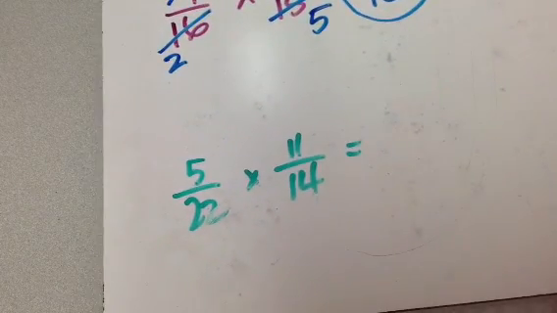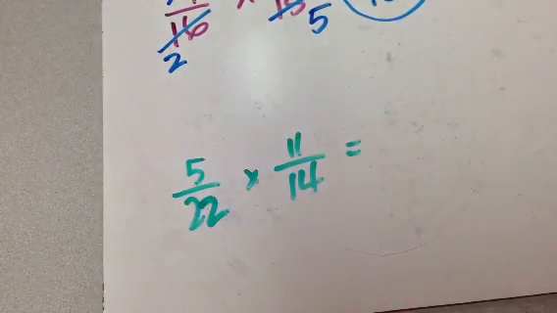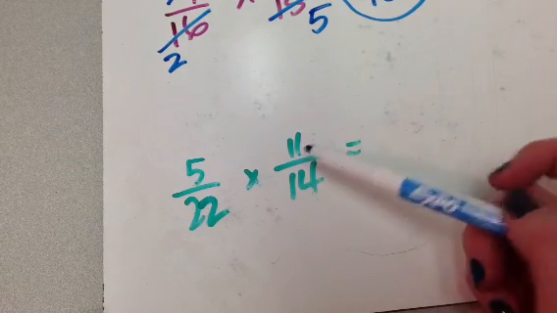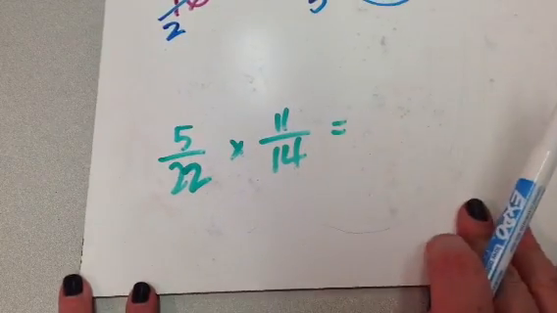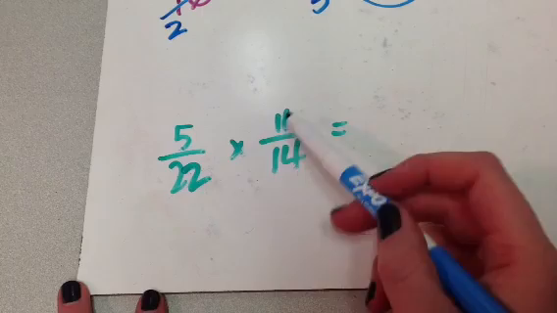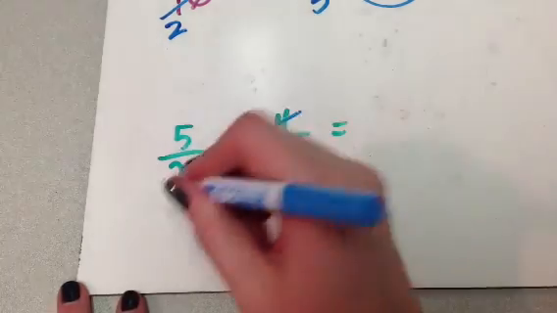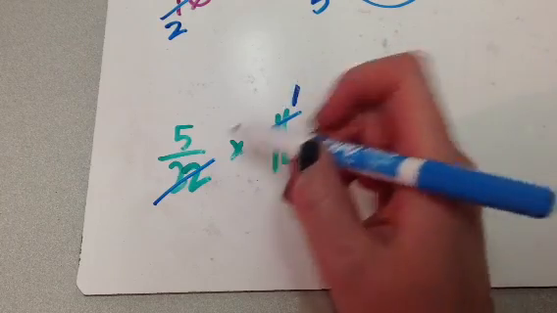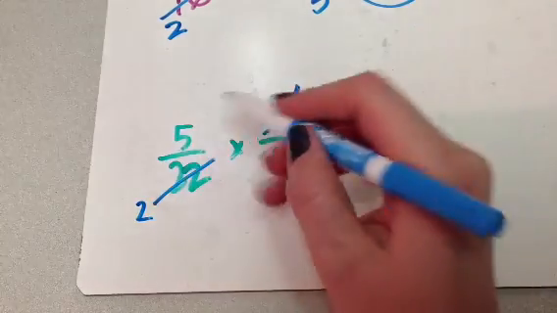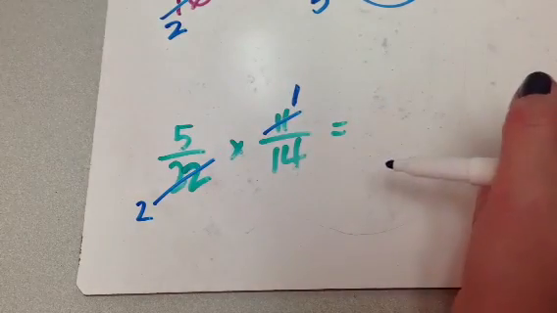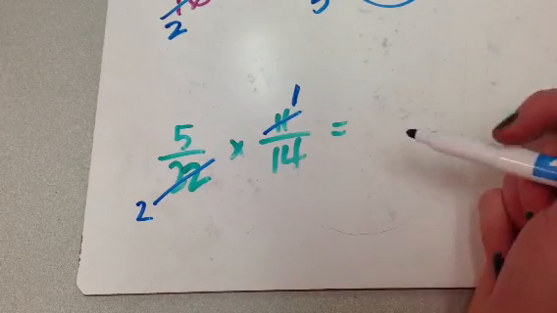Let's look at one more example here. 5/22 times 11 over 14. Well, okay, in this problem, it looks like I'm only going to be able to find a common factor in one direction, right? Because 11 and 22 can both be divided evenly by 11. 11 divided by 11 is 1. 22 divided by 11 is 2. But there's no common factor besides 1 for 5 and 14. So I just have to leave those guys there.